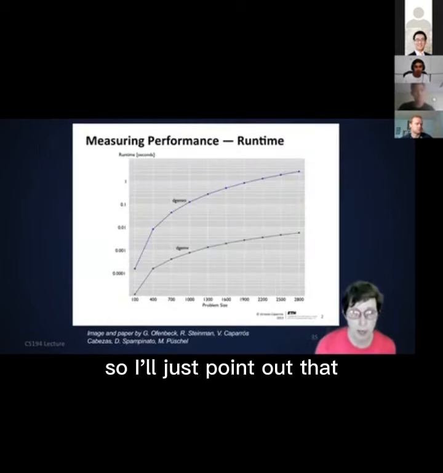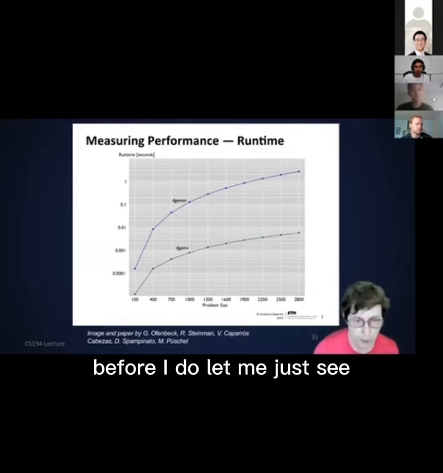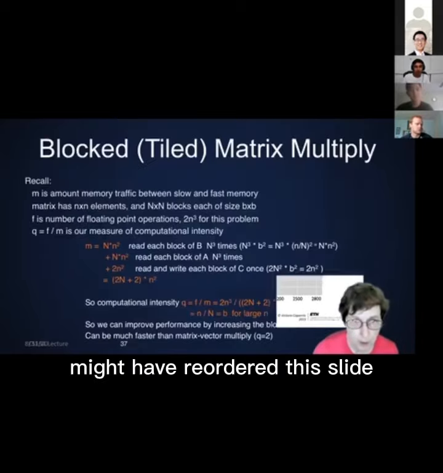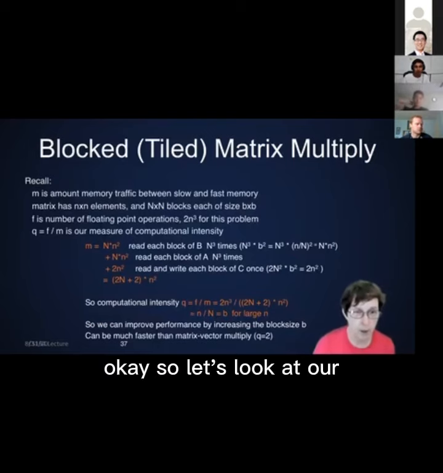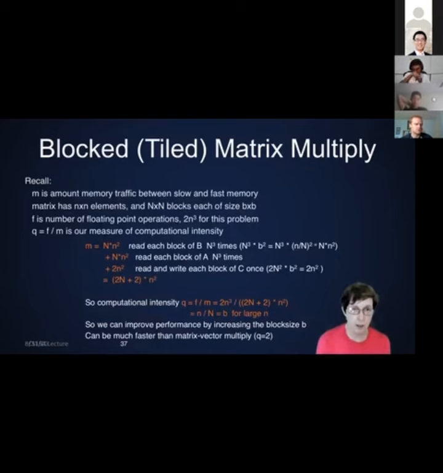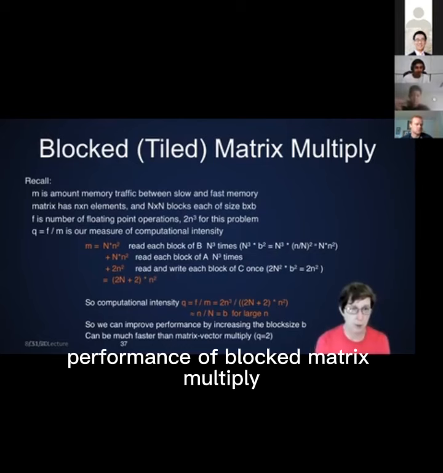So I'll just point out that before I do that, let me just see, I think I might have reordered this slide. Okay, so let's look at our performance of blocked matrix multiply.